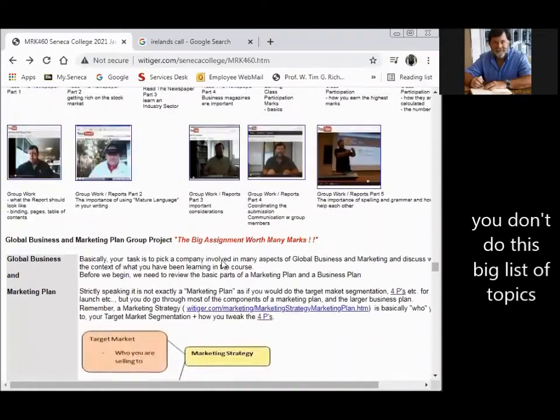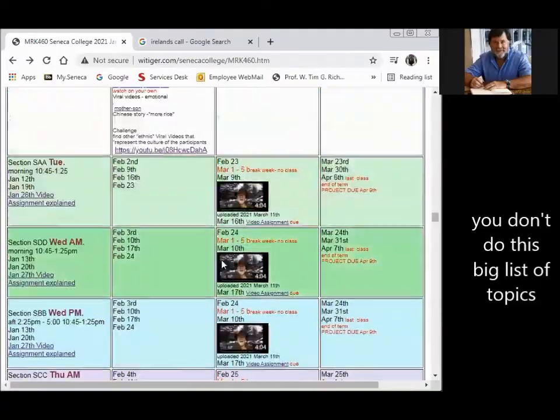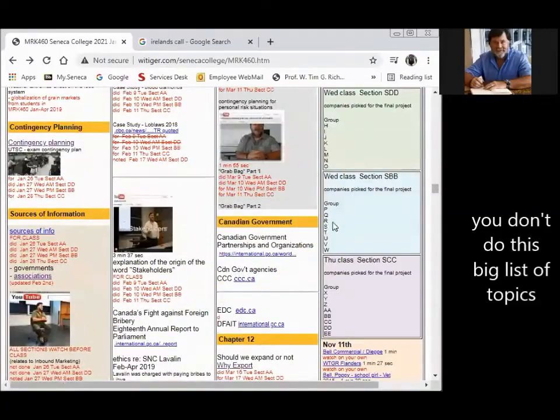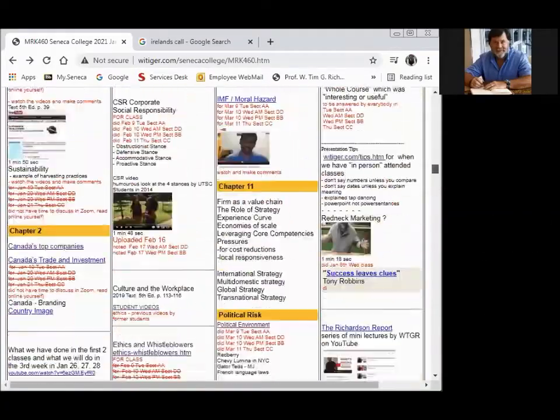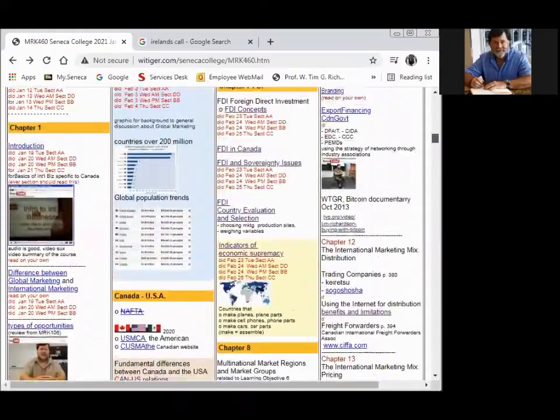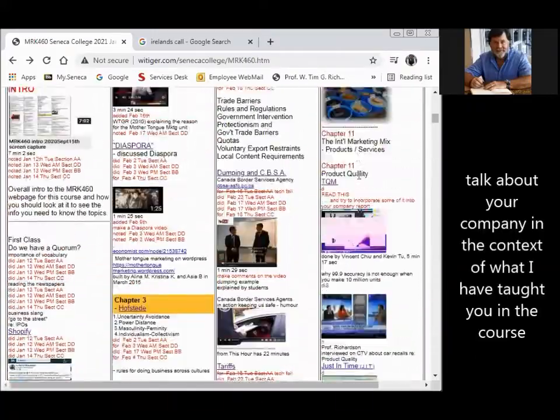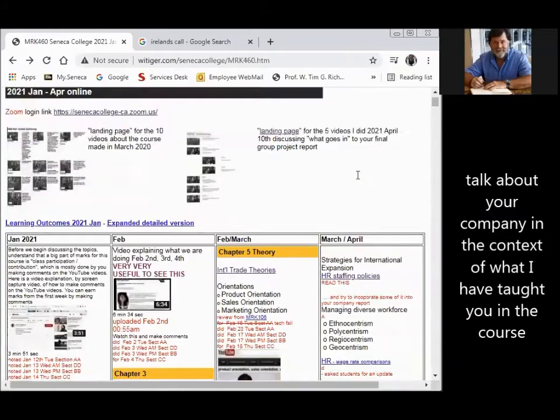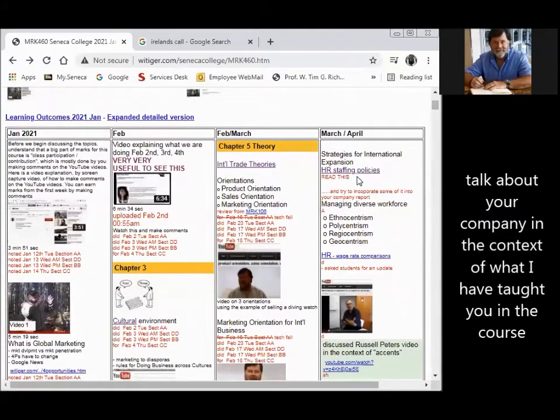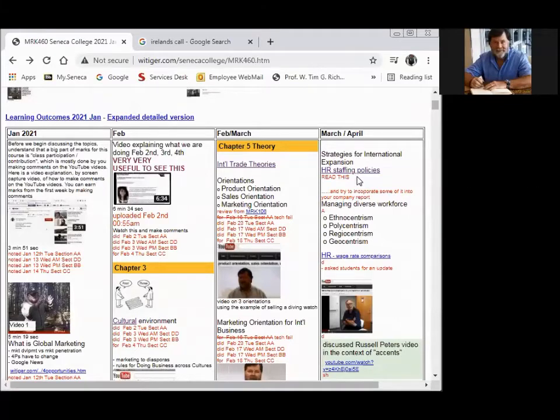Basically, what I want you to do is this, and follow me along, okay? I want you to take your company or your situation that you're going to write about and talk about it in the context of what I've actually been teaching you. So for your final group project, you're going to talk about your topic, whether it be Lululemon or the effect on Starbucks or microplastic, whatever it is, in the context of what I've taught you.